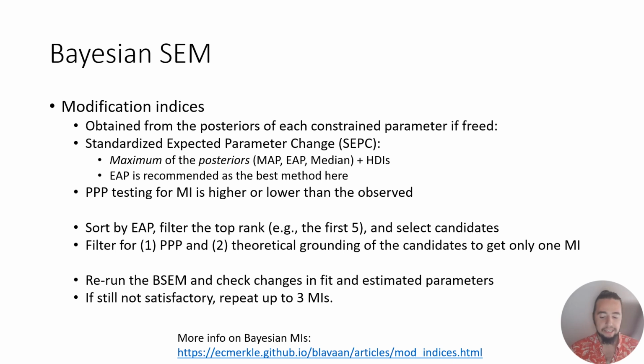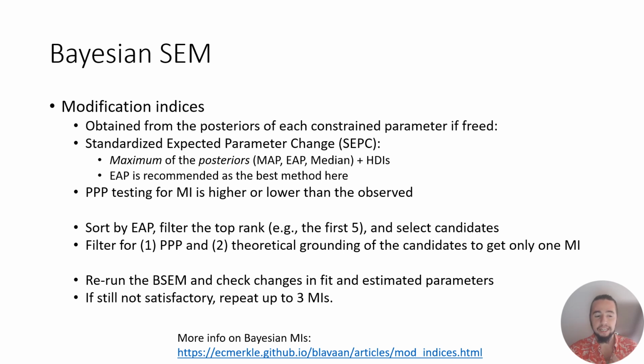if fit is not okay, you can check for modification indices, which are also obtained by Bayesian estimation. So you can check the posterior distribution of each modification index, then check the standardized expected parameter change, which will be estimated with MAP, EAP, or median with their credible intervals. And normally the EAP is recommended. Therefore, you can already check a list of EAP values for modification indices and their credible intervals. Then you can get a PPP to test if this modification index is higher or lower than the observed one. Okay, so now you can get a filtered list.